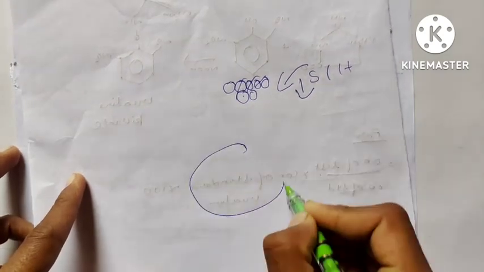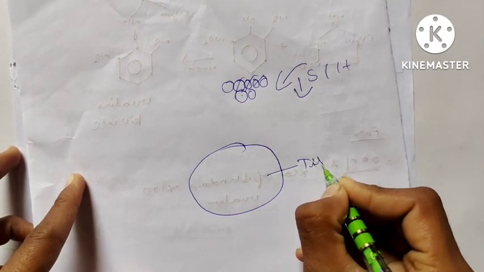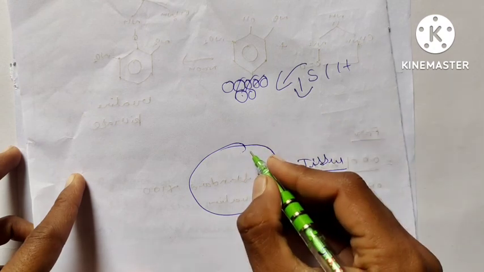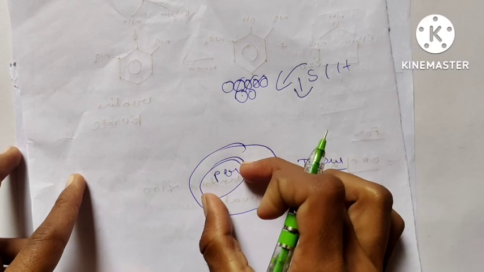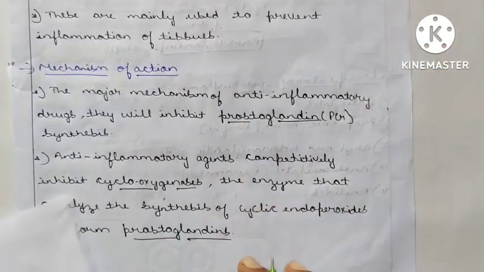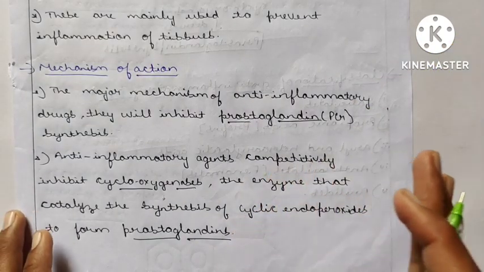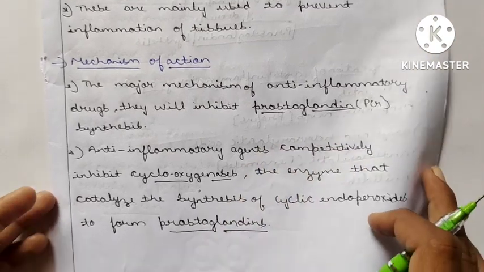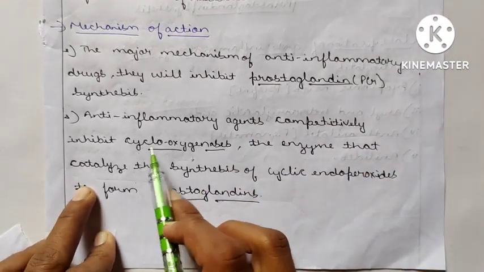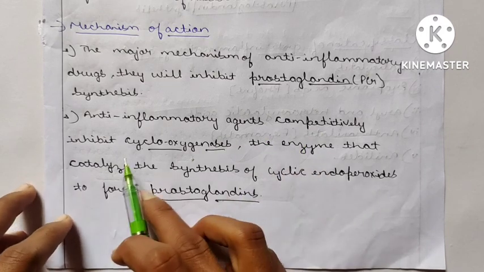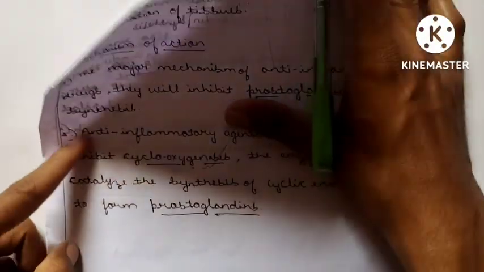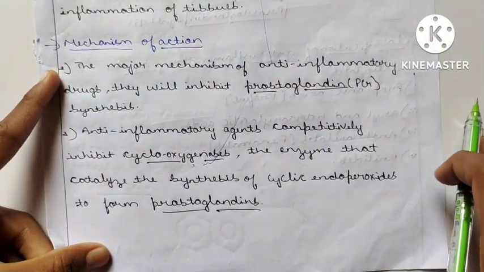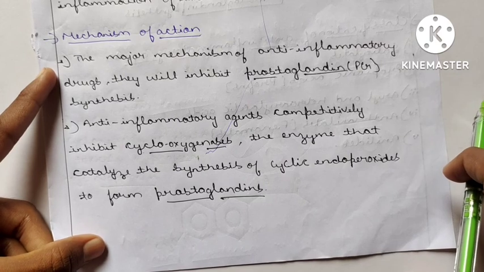See, for an example, this is the tissue. Now in this tissue, what happens, if bacteria enter, they start to synthesize prostaglandins. If we inhibit the synthesis of prostaglandin, we will not get swelling. So all the action is conducted by these anti-inflammatory drugs; anti-inflammatory agents competitively inhibit cyclooxygenases, the enzyme that catalyzes the synthesis of the cyclic endoperoxides to form the prostaglandins.